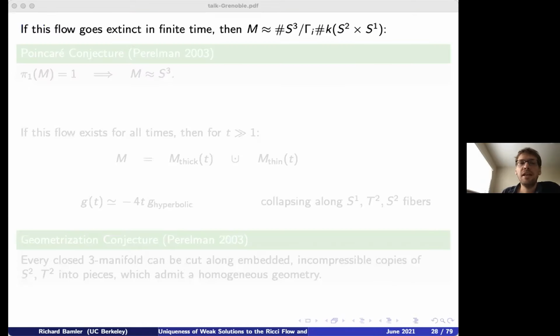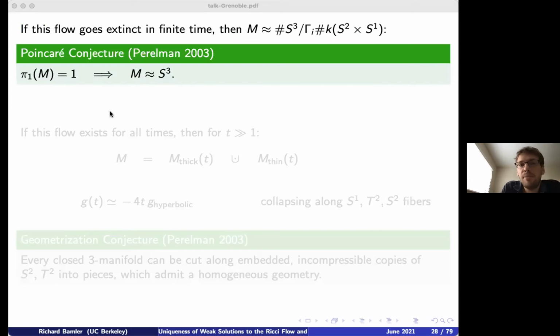Essentially, if at some time the time slice is empty, then we say that the flow goes extinct. And we know that we've thrown away components that look either like quotients of spheres or like S^2 x S^1. Okay? And then in this case, we know that the initial manifold was a connected sum of these components that we've thrown away. So we have a topological description of the initial manifold just by taking a connected sum of these guys.